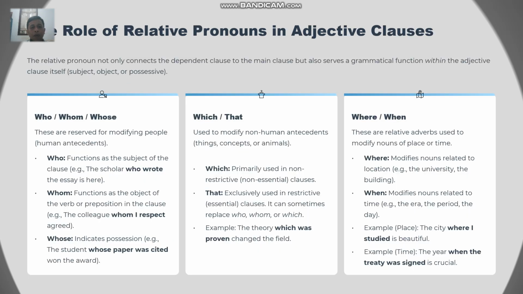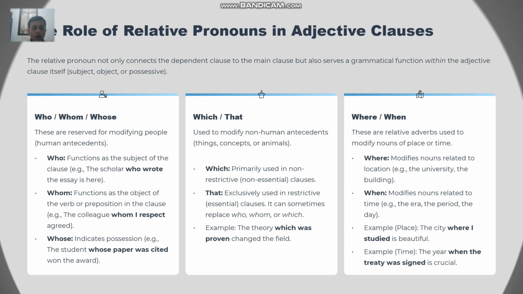The role of relative pronouns in adjective clauses. The relative pronoun not only connects the dependent clause to the main clause, but also serves a grammatical function within the adjective clause itself: subject, object, or possessive. Who, whom, or whose are reserved for modifying people or human antecedents. In this case, who functions as a subject of the clause. For example, the scholar who wrote the essay is here.